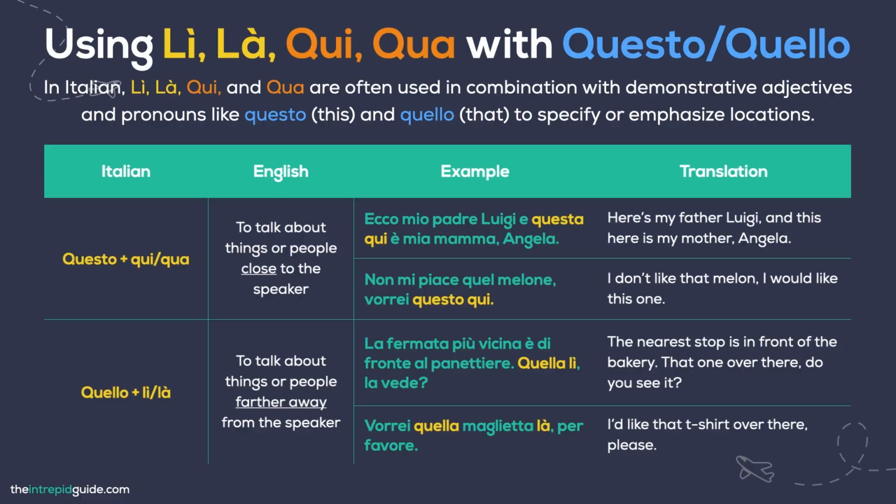And then we have, Quello più lì, là. Now use this to talk about things or people that are further away from the speaker. For example, La fermata più vicina è di fronte al panettiere. Quella lì. La vede? The nearest stop is in front of the bakery. That one over there. Do you see it? Vorrei quella maglietta là, per favore. I'd like that t-shirt over there, please.